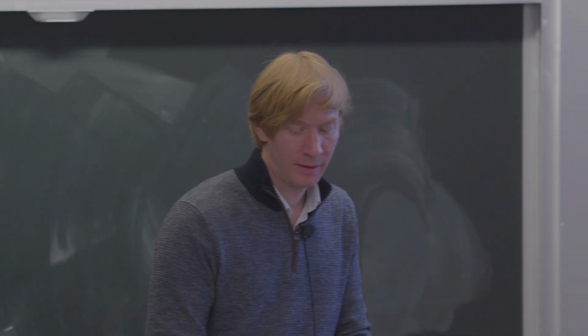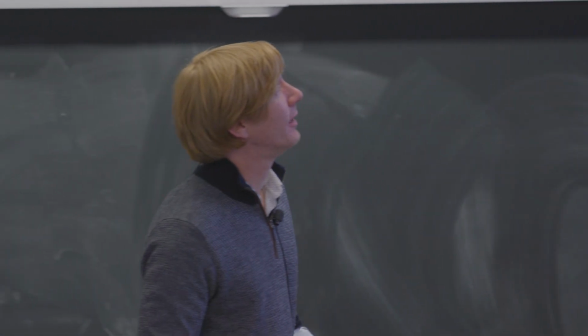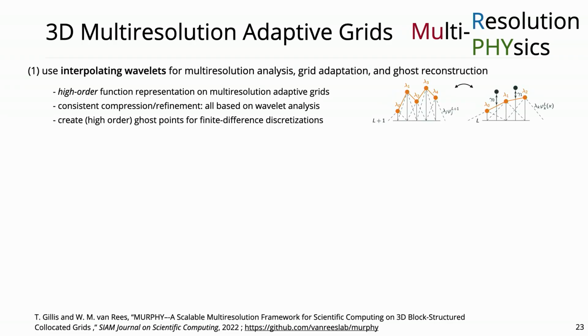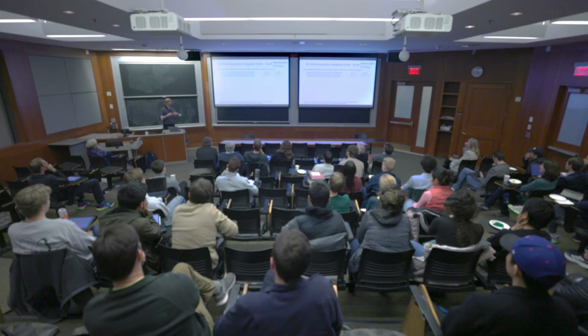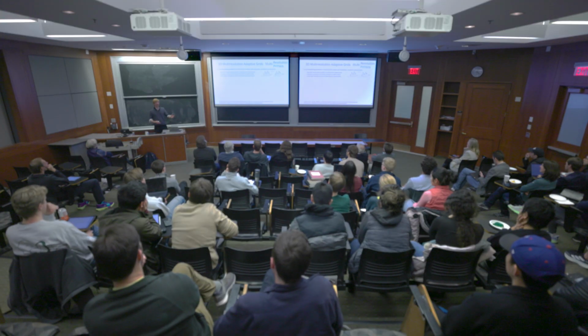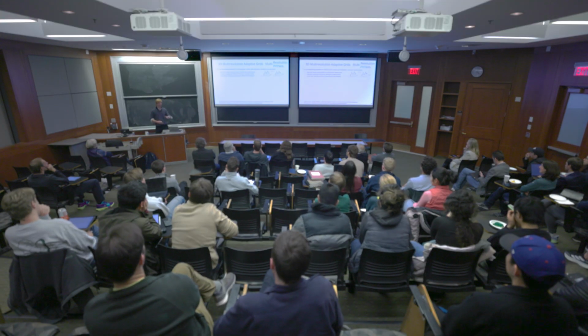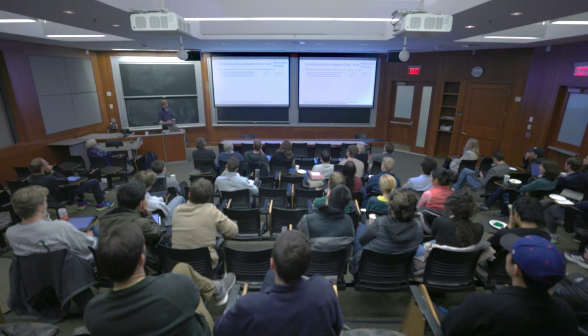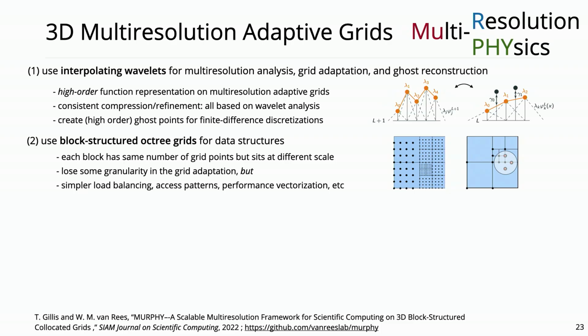And so the implementation, we call it MRAG. It stands for multi-resolution, multi-physics. Thomas Julius, my postdoc, developed all the foundation of that. And it basically combines a few things. We use interpolating wavelets for multi-resolution analysis of the field at any point in time. That allows us to represent the function to high order on an adaptive grid and do consistent compression and refinement. It's all based on the wavelet analysis. And also the wavelet gives us ghost points for our finite difference scheme.